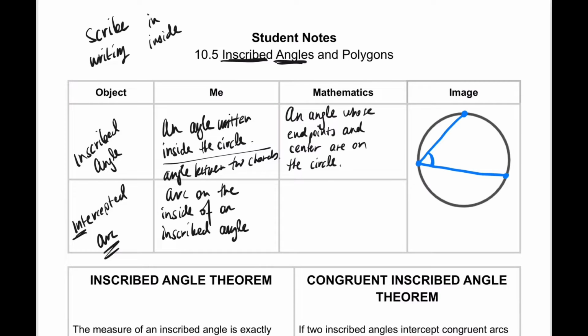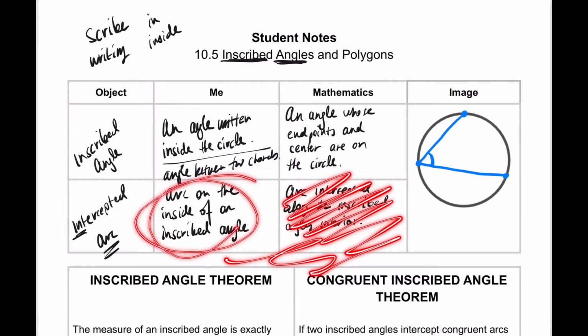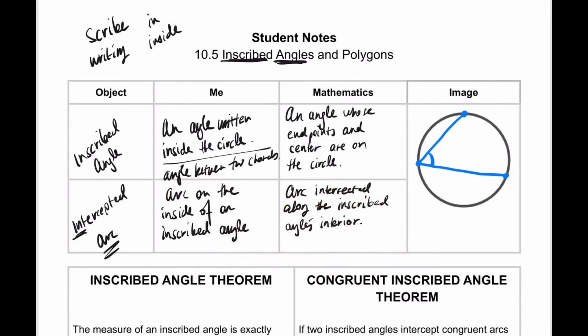Okay, we can also think of it like this. If we're being very mathematically precise, it's an arc intersected along the inscribed angle's interior. This is a very complicated definition. And that's just the part of the angle we actually measure. Okay, so not really thinking about the strict mathematical definition right now. We're thinking of it in terms of this one. We can look at it like this: it's an arc on the inside of an inscribed angle.